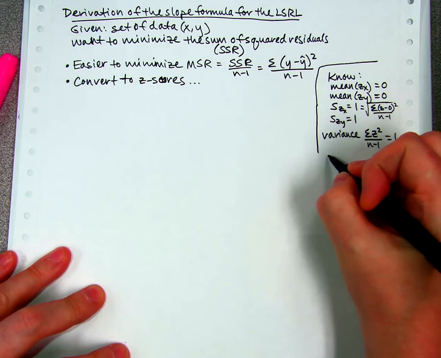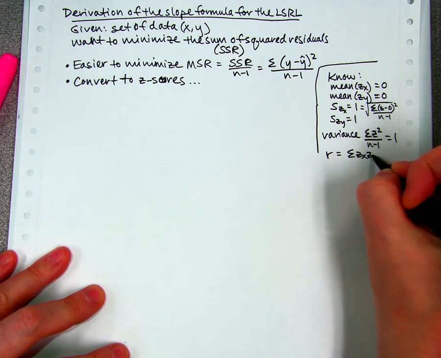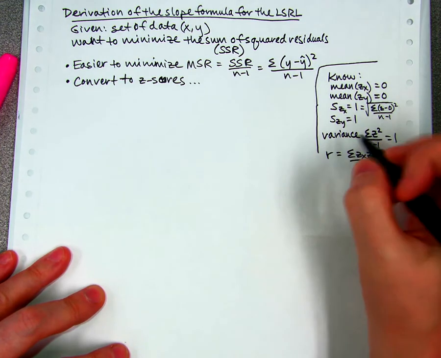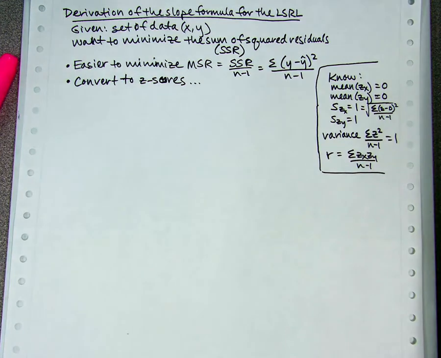It also might help to remember that the formula for the correlation is based on z-scores. So the sum of zx times zy over n minus 1 is basically called r. So that may show up in my calculation somewhere, and if it does, I'm going to replace it with an r. So I'm converting my values to z-scores.